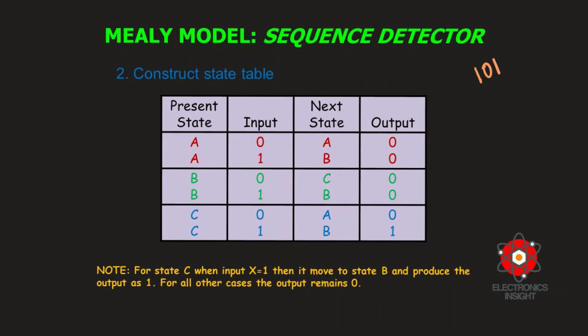This is in the case of overlapping sequence detection using the Mealy model. In your Mealy model, the output is dependent on the present state variables and also on the inputs. So you should also make that clear. For state C, when the input is 1, it moves to state B and produces the output as 1. For all other cases, the output will remain 0, because you have not completed the sequence detection.